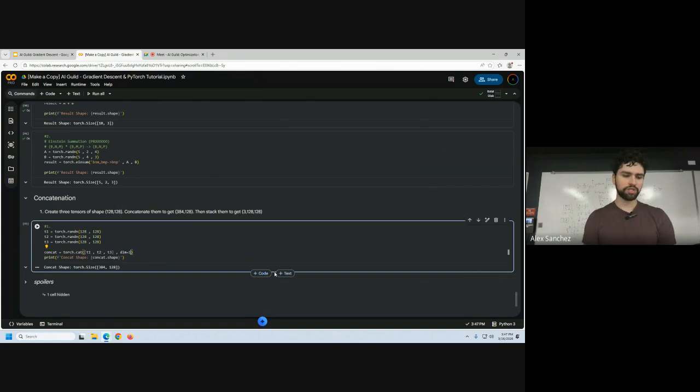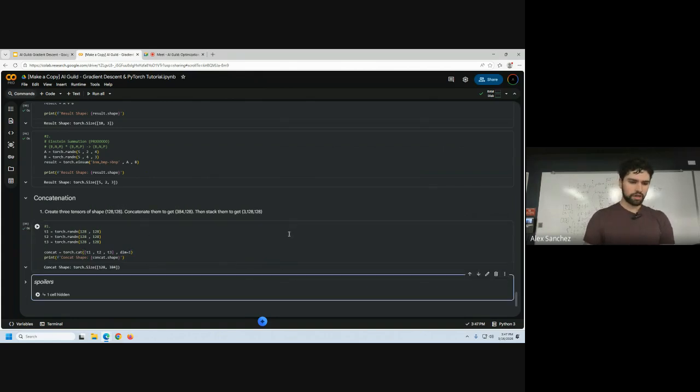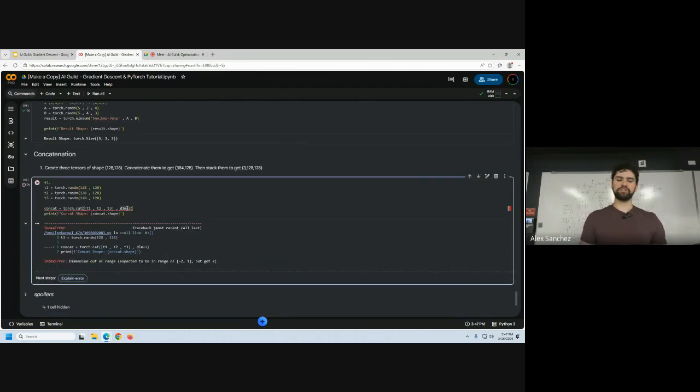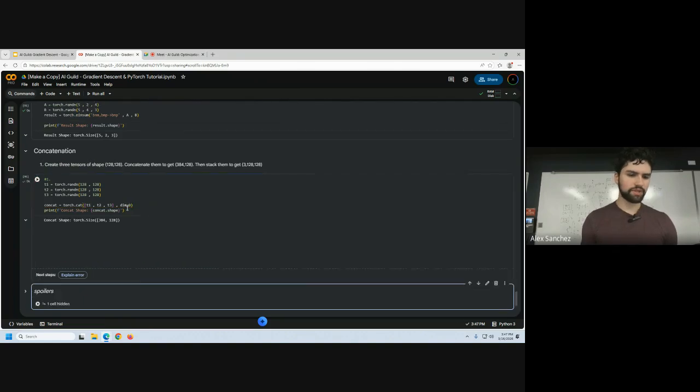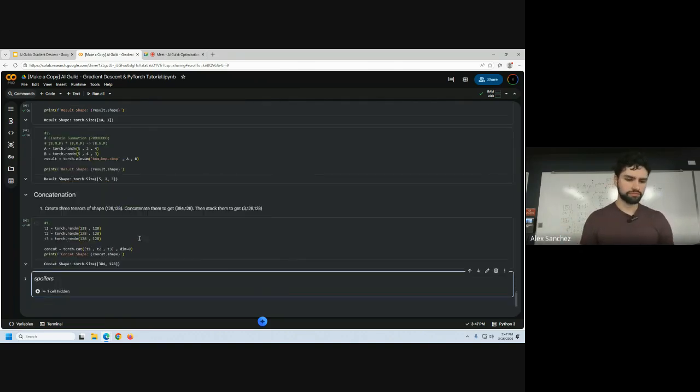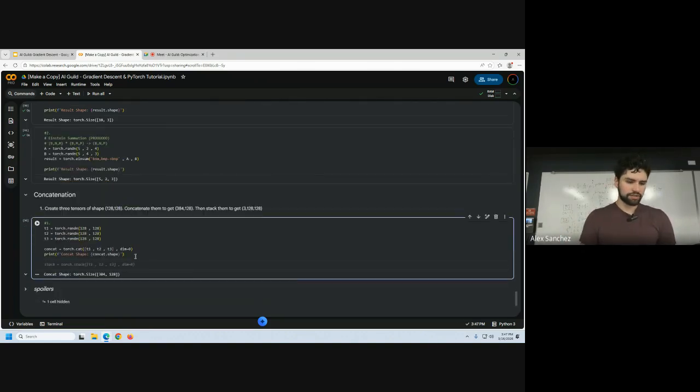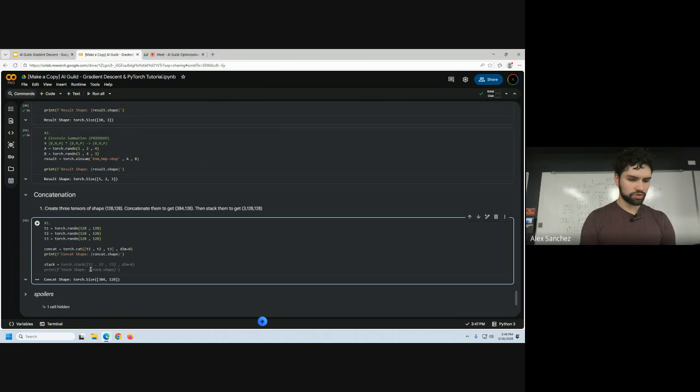So the shape is 384 by 128 because we concatenated them by the 0th dimension. If we do it by the first dimension, we would get 128 by 384. And by the second dimension, there is none. We get an out of range error. But in this case, we're doing it by the 0th dimension. That's the concatenation. And then the last thing, we want to stack them to get basically a batch of 3 different 128 by 128 tensors. So we get stack equals torch.stack.